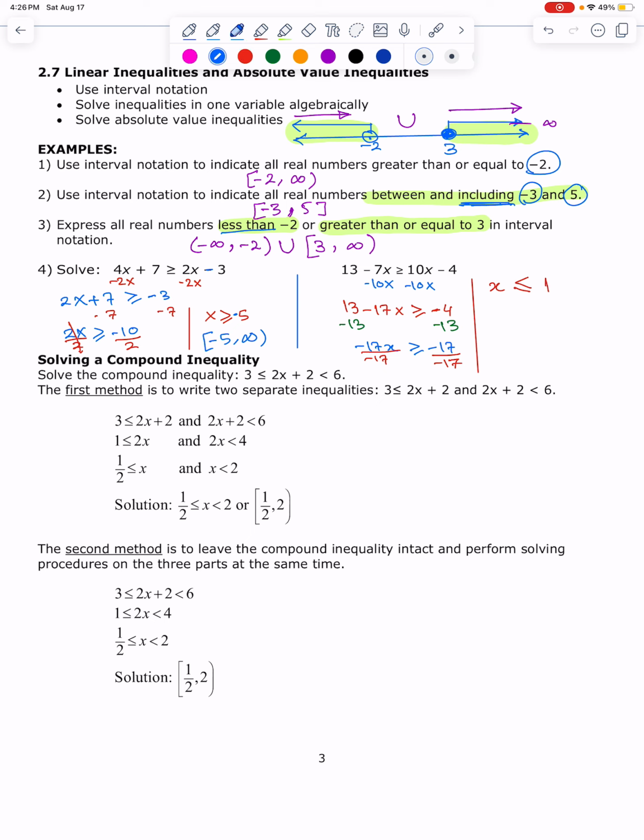Now, the interval that represents that number is from -infinity all the way to 1, and the 1 is closed. So x is less than or equal to 1. That means the greater value is 1, and anything less than that is in the solution.